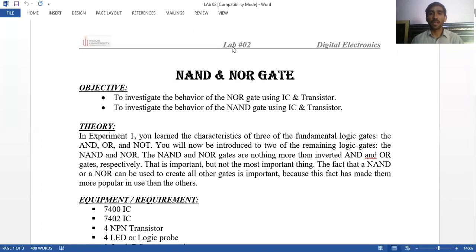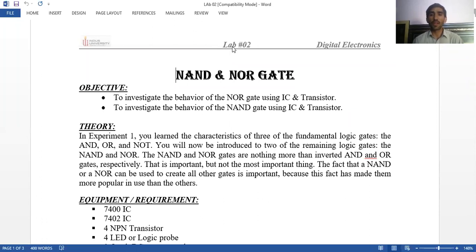Today's lecture is on the NAND and NOR gate. I'm going to tell you about the NAND and NOR gate Boolean expressions, sample IC configuration, and truth table of NAND and NOR gate. We will investigate the behavior of the NOR gate using the IC and transistor, and investigate the behavior of the NAND gate using IC and transistor.